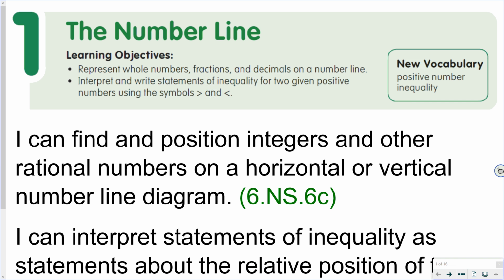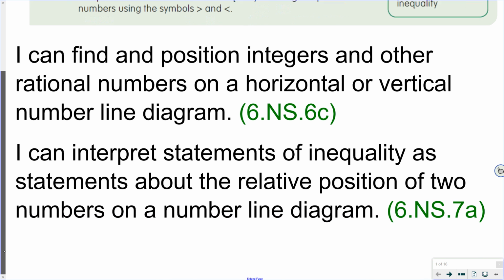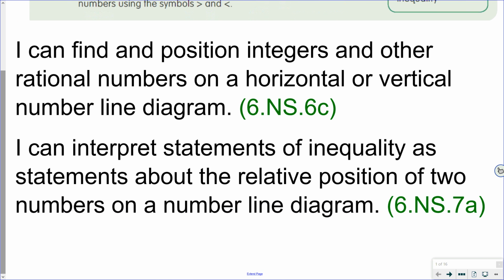For today's lesson, we will begin working with number lines, and our two standards are to find and position integers and other rational numbers on a horizontal or vertical number line diagram, and interpret statements of inequality as statements about the relative position of two numbers on a number line diagram.